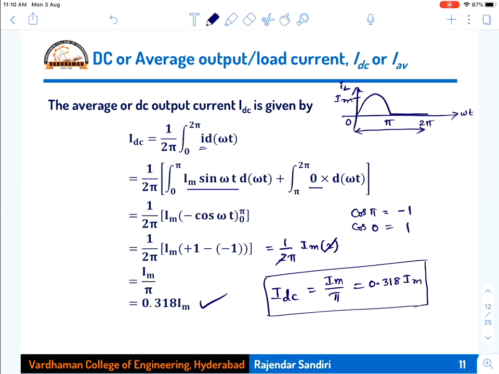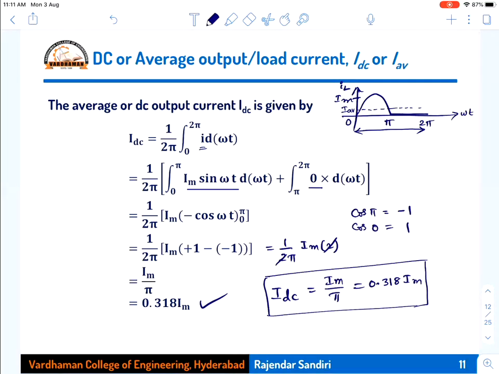So generally DC value is represented as a straight line. The peak value here is Im, so this 0.318 Im somewhere you will get here. So you can represent that as an average value. So this is your I average. That I average value or IDC value is 0.318 Im. So the dotted line is your average value of that particular waveform. So average value you will get as IDC is equal to Im by pi, that is 0.318 Im. Okay.